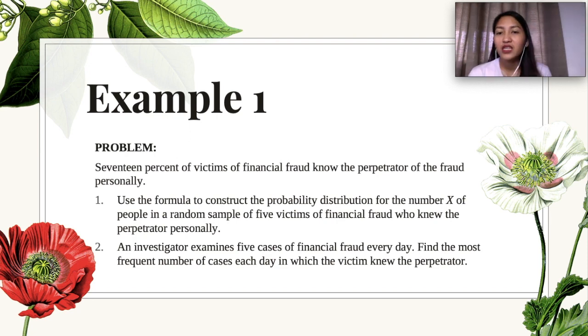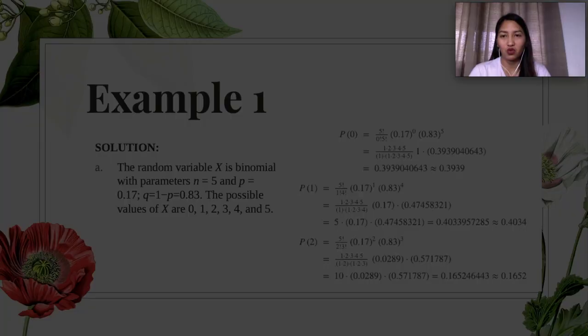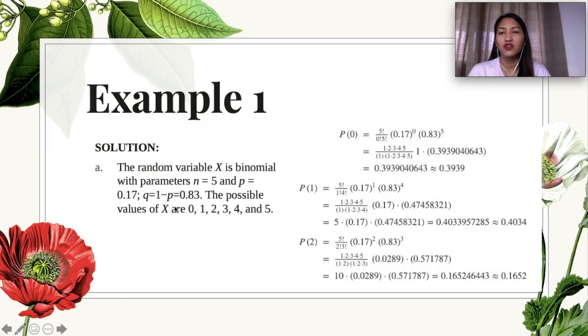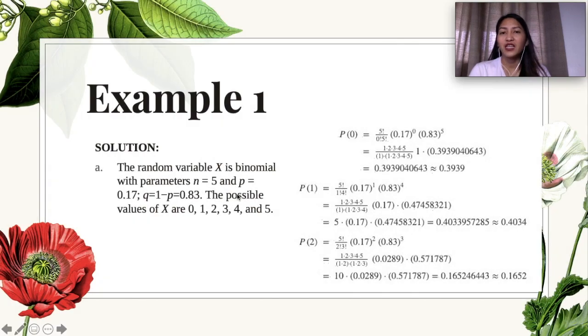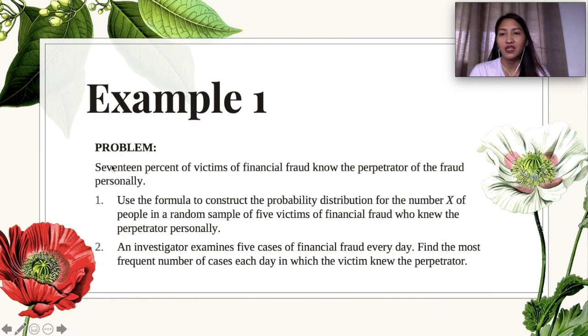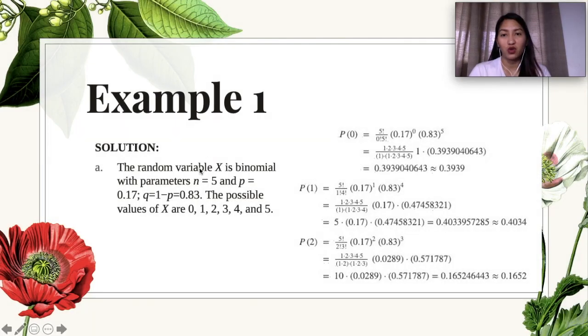And then the second one, an investigator examines 5 cases of financial fraud every day. Find the most frequent number of cases each day in which the victim knew the perpetrator. So, let's answer our first problem. So, the random variable x is a binomial with parameters n is equal to 5 kasi meron tayong 5 victims dun sa ating problem. And then, p natin is 0.17 kasi ay 17% yung kilala nila yung perpetrator sa lahat ng fraud na nangyayari. Therefore, our q is 1 minus p, so that is 0.83.